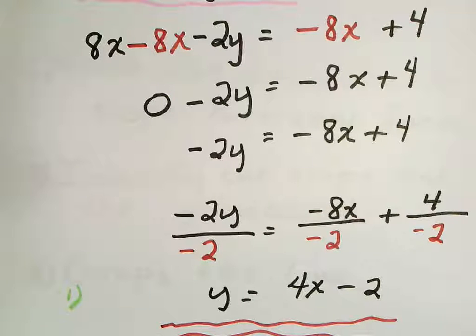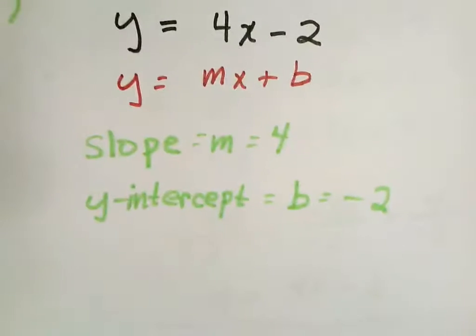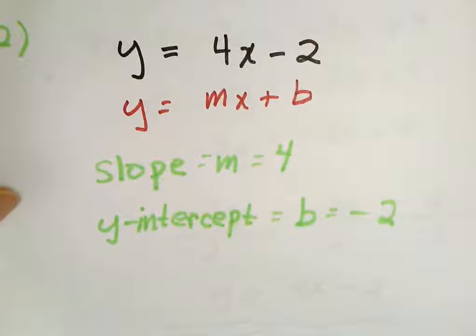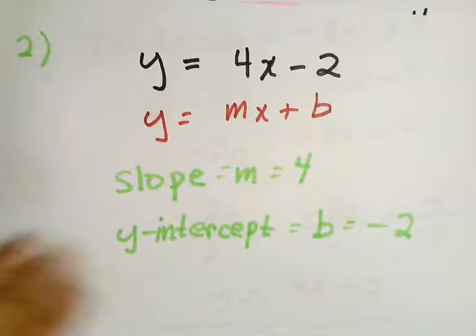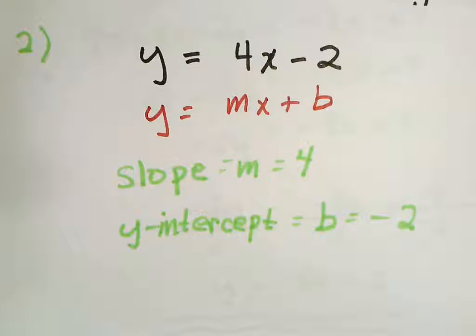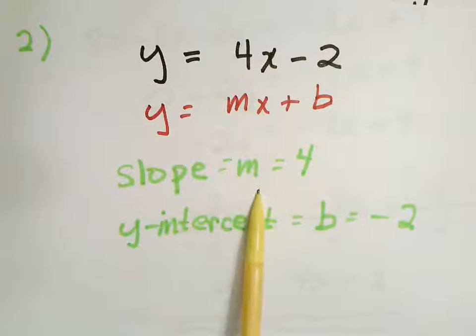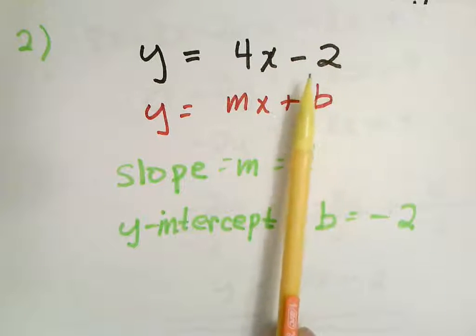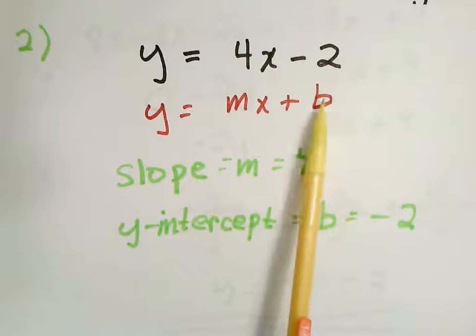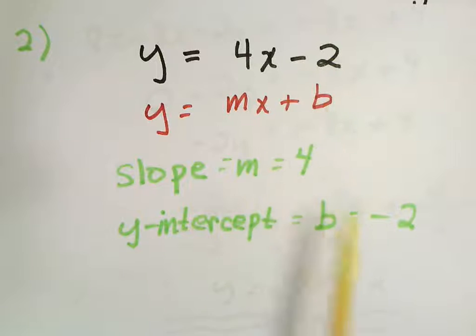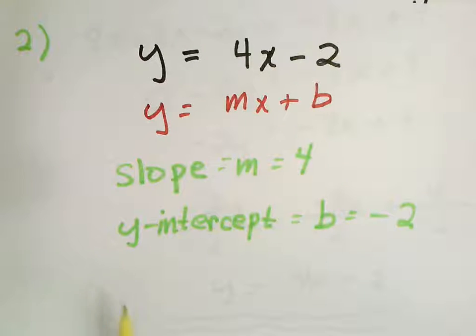Now from this equation, we're going to identify the slope and we're going to identify the y-intercept. So here the number in front of the x is the slope. The number added to the mx is the y-intercept. So the b is negative 2. So we have identified the slope and we have identified the y-intercept.